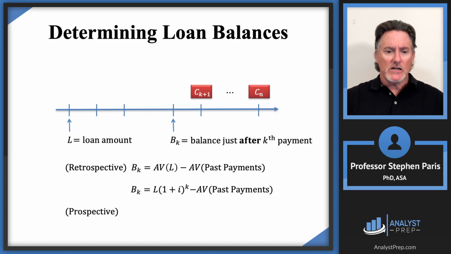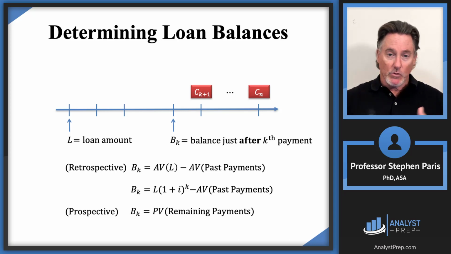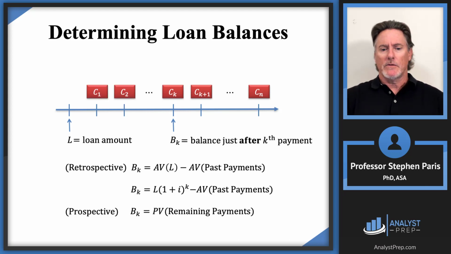The balance that you owe at time K prospectively is just going to be the present value of all of those remaining payments. Present value of the remaining payments is the balance at time K. Okay, so let me put all the payments back in. This is what the picture generally looks like.